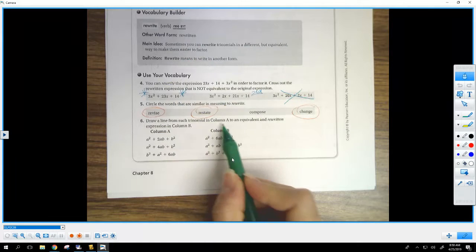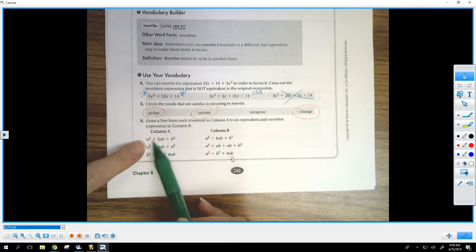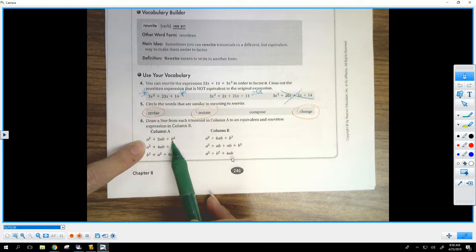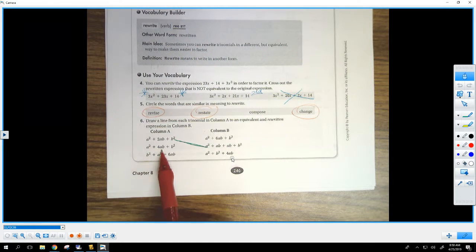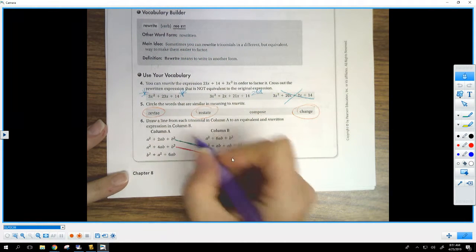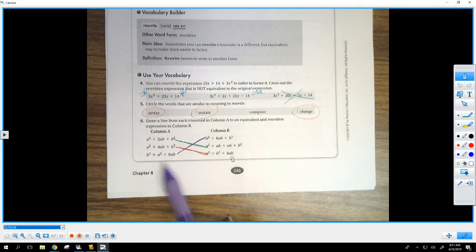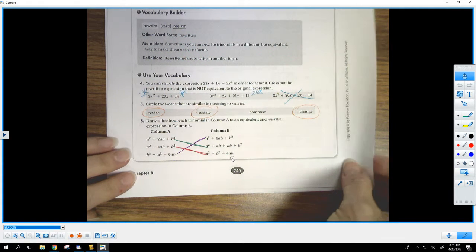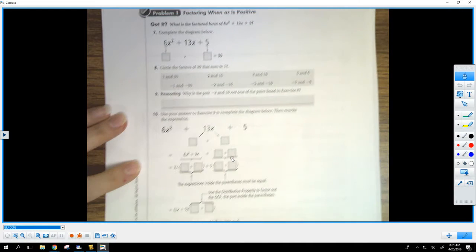Draw a line from each trinomial in column A to its equivalent, just rewritten in column B. So we have a squared plus 2ab plus b squared. So its equivalent would be a squared plus 2ab, right? This is like the second form. So now we have a squared plus 4ab plus b squared. 4ab right here. Again, all they did was change up the order, which means b squared, a squared, 6ab, a squared plus 6ab plus b squared. They just switched those two, but they mean the same thing, right? That was rewritten.